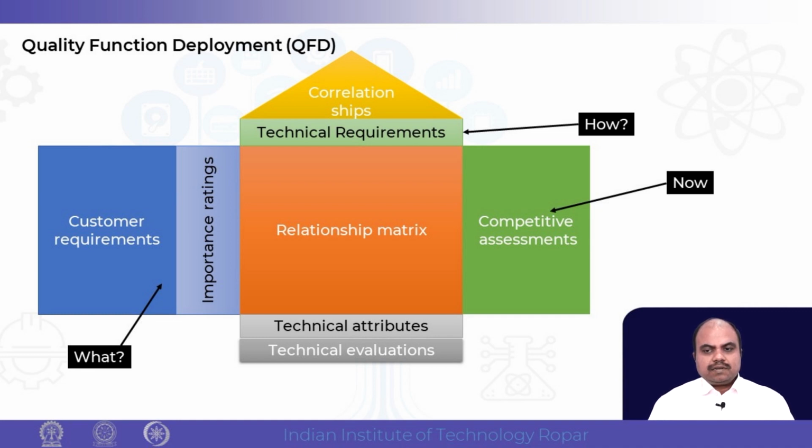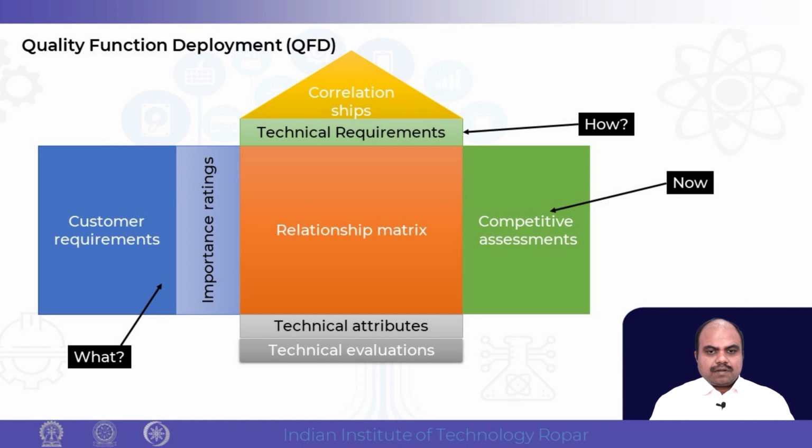Similarly, 33%, 27%, and so on. So this is the relative importance of the customer requirements. So now we start making this house of quality. So now we draw this line, straight lines, template kind of thing.